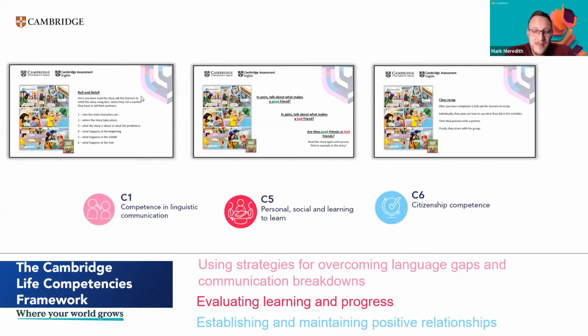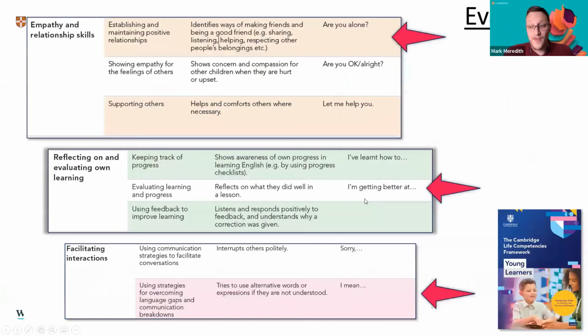And finally, also establishing and maintaining positive relationships. How in the citizenship competence? Well, looking at what is a good friend, what is a bad friend, and thinking about how the people in the story are good friends or not. So these are the three things we've identified. Again, as we look at the framework, here are the examples. Establishing and maintaining positive relationships, identifies ways of making friends, being good friends, etc. Following that, we have reflects on what they did well in a lesson. And finally, using strategies to overcome language gaps, using language such as "I mean".